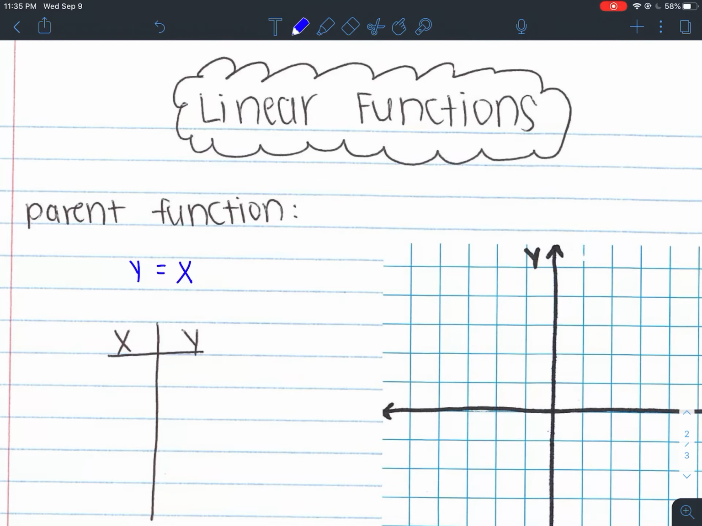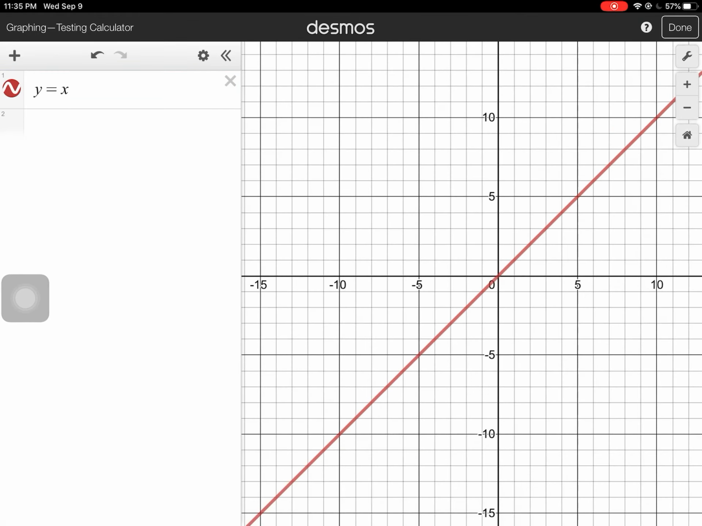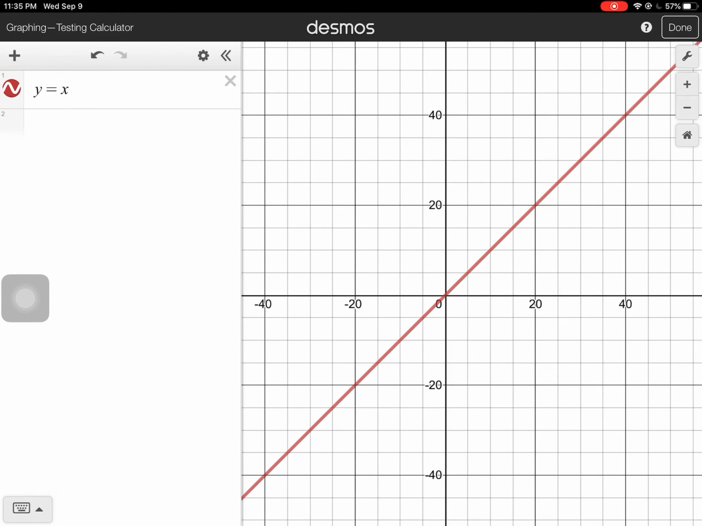Now, when I type this in the calculator, I should get a line because remember, linear functions are lines. So I'm going to type in y equals x. Now, y and x are used a lot in algebra, so you're always going to find them over here pretty easily. So we're going to have y equals x. And you'll notice you get this awesome red line here. Now, it should be a line because it's the linear function, right? It's a linear thing. It should be a straight line.